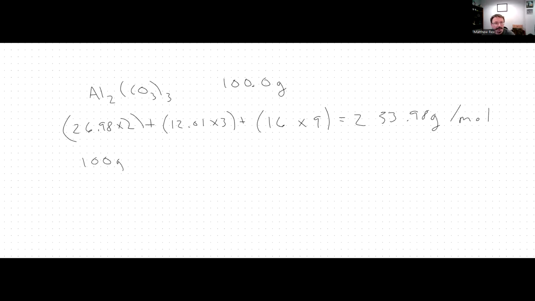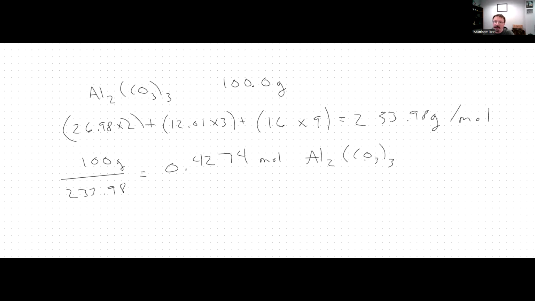Okay, so I'm going to take the mass that we do have, the 100 grams, divide it by that 233.98. And we're going to see we have 0.4274 moles of aluminum carbonate. So I have that many moles of the whole thing, but when I start looking at individual elements, it's a different amount.